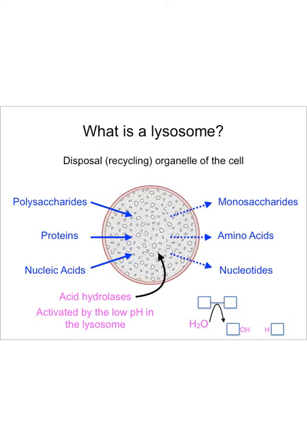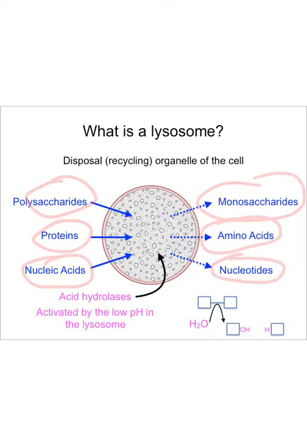So first of all, what is a lysosome? A lysosome is generally thought of as a disposal or recycling organelle of the cell. The lysosome works by taking in complex biopolymers such as polysaccharides, proteins, and nucleic acids, and converting them into monomers such as monosaccharides, amino acids, and nucleotides, and spitting them out for the cell to use for other metabolic or catabolic processes.